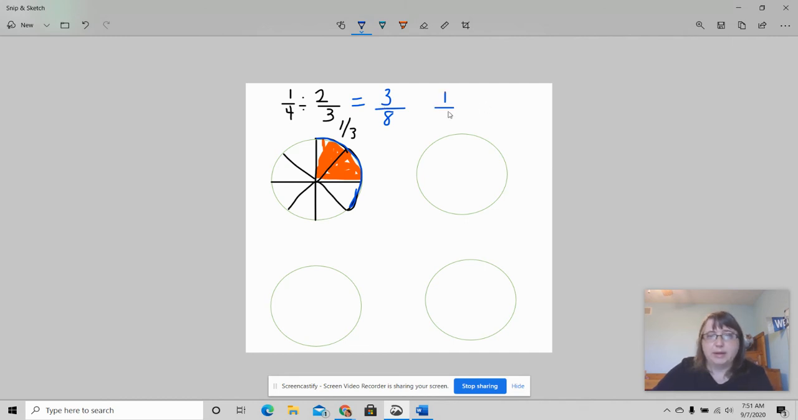Again, as we think about our algorithm, the first thing I did was I cut the 1/4 in half. Half of a fourth is 1/8. And then I said I've got 3 of those. So there's 3/8. That is, again, the algorithm tells us to flip the second one and multiply. So there it is, my 3/2 is right there.